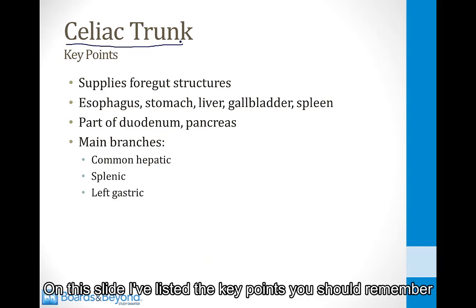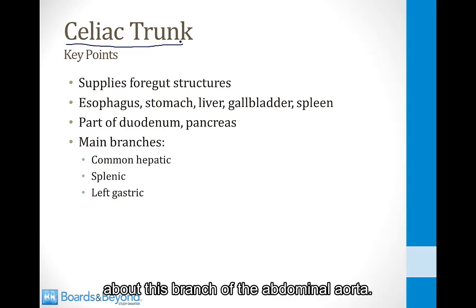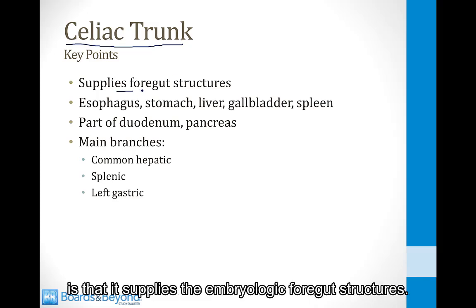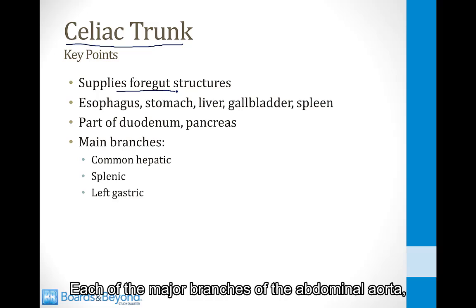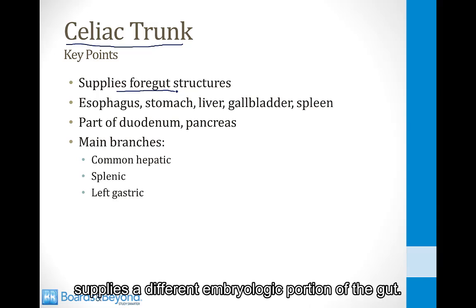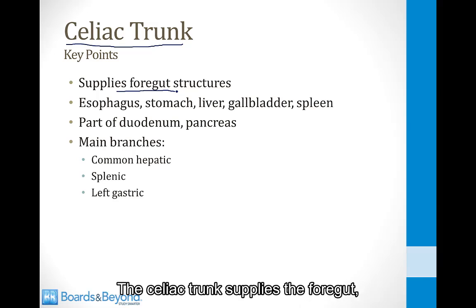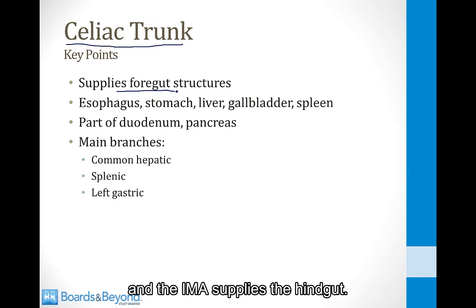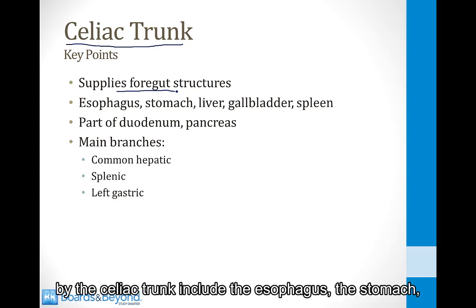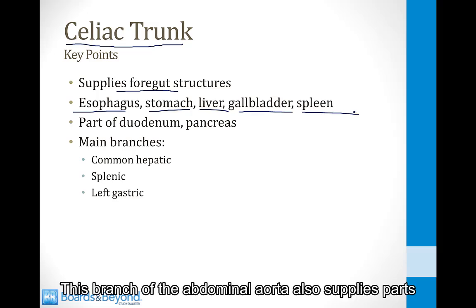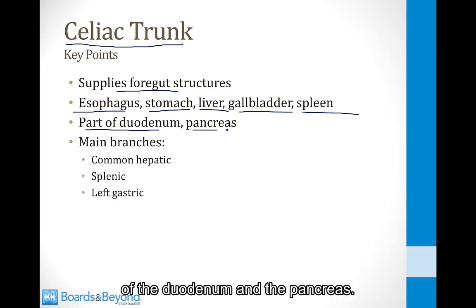On this slide, I've listed the key points you should remember about this branch of the abdominal aorta. The first thing you should know about the celiac trunk is that it supplies the embryologic foregut structures. Each of the major branches of the abdominal aorta, the celiac trunk, the SMA, and the IMA, supplies a different embryologic portion of the gut. The celiac trunk supplies the foregut, and as we will see, the SMA supplies the midgut, and the IMA supplies the hindgut. And the foregut structures that are supplied by the celiac trunk include the esophagus, the stomach, the liver, the gallbladder, and the spleen. We'll see a picture of that in a minute. This branch of the abdominal aorta also supplies parts of the duodenum and the pancreas.